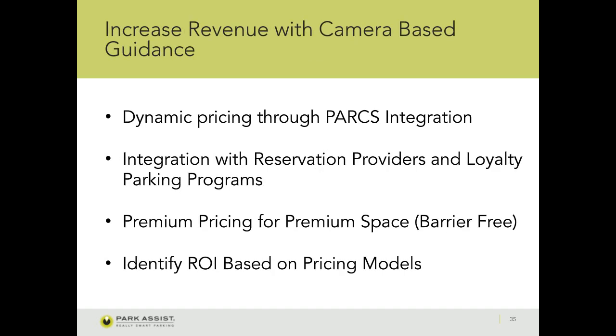This is the most valuable feature, I believe, in camera-based guidance because it boils down to when you're trying to gain authorization for your capital project, being able to provide a specific return on investment with a module where you can take a certain number of spaces and make it premium pricing, your integration with your reservation and loyalty parking programs, and it's all possible through integration with your local parks providers, and that exists today.